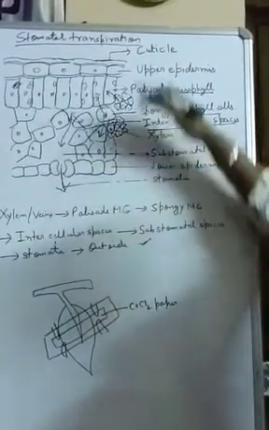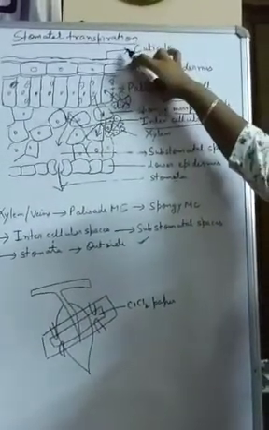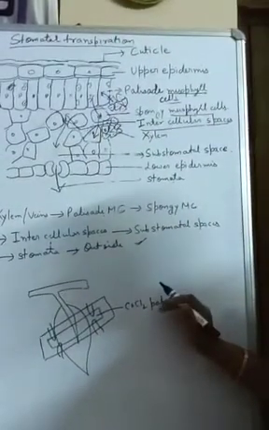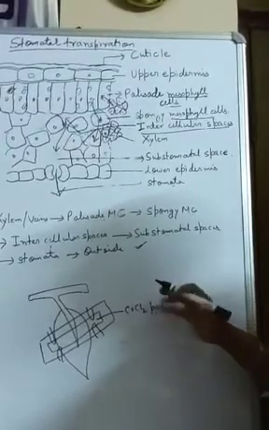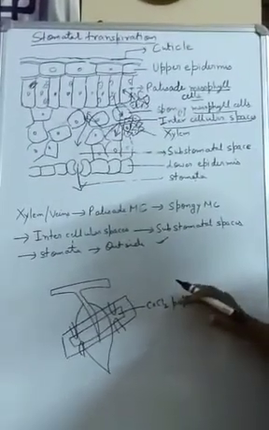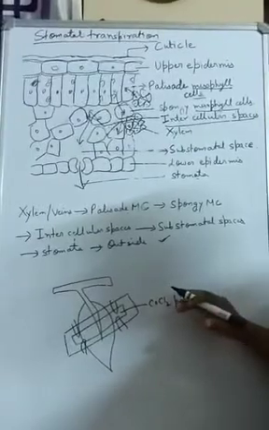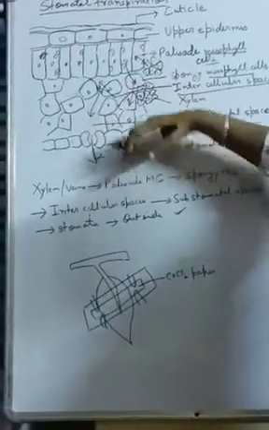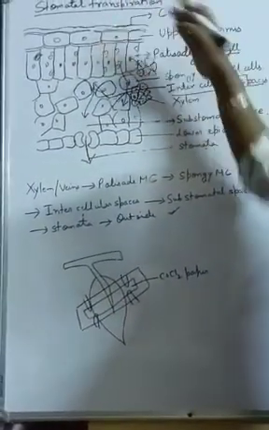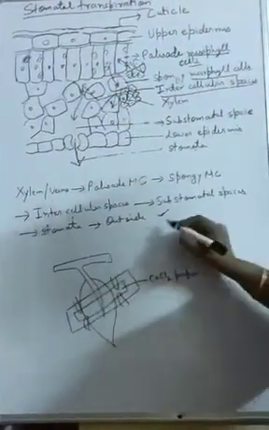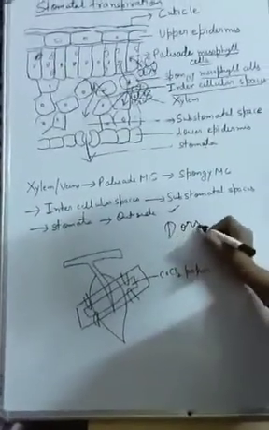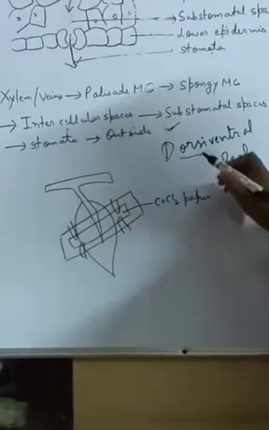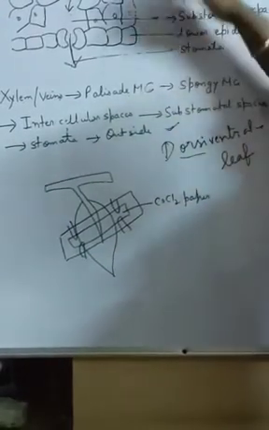As I told you, the upper epidermis also contains a few stomata. There are two types of leaves. One is the isobilateral leaf, that is the monocot leaf, which contains more or less the same stomata on both surfaces. The other one is the dorsiventral leaf, that is the dicot leaf, which has more stomata on the lower side and less stomata on the upper side. So we will take a dorsiventral leaf. In a dorsiventral leaf, stomata are more on the lower side.